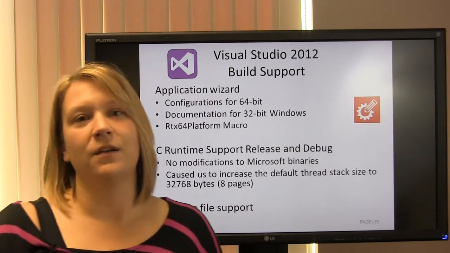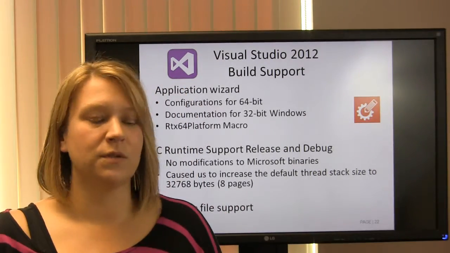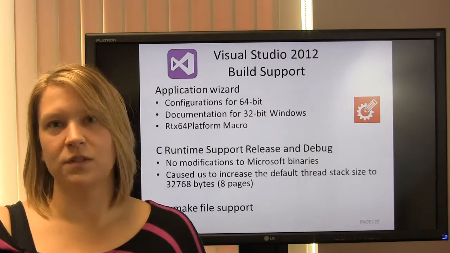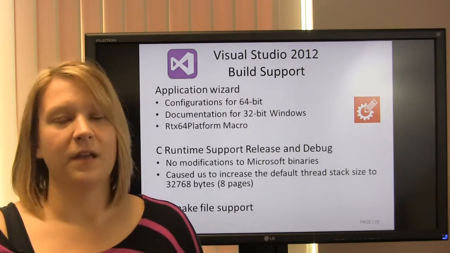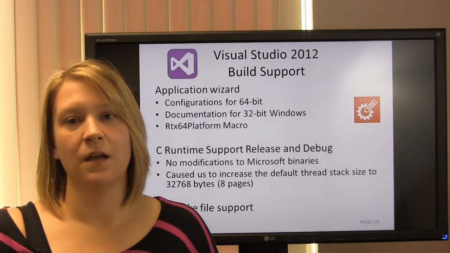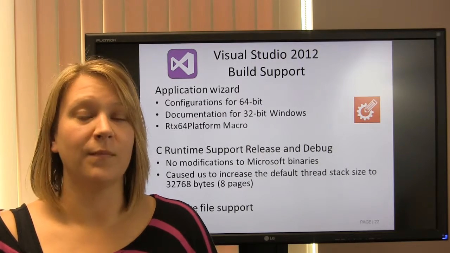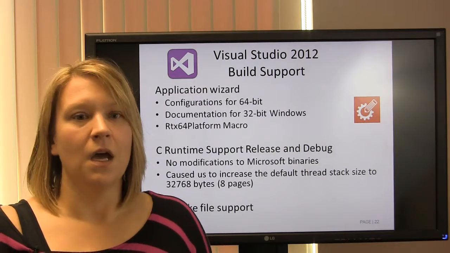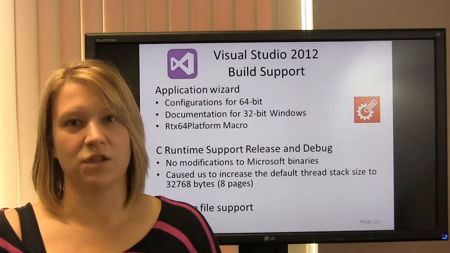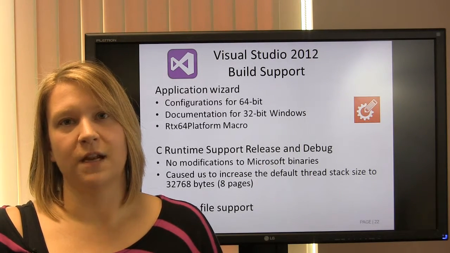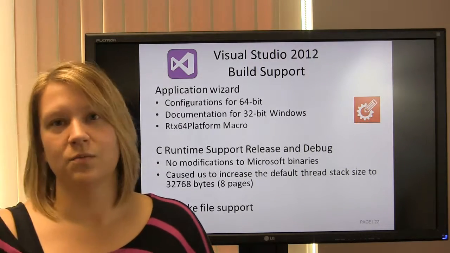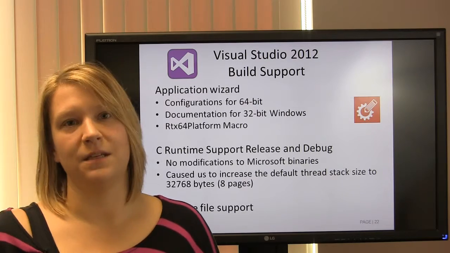Another key feature we've added with this Service Pack 1 has been Visual Studio 2012 build support. That support includes an application wizard for Visual Studio 2012. The application wizard allows you to pick key functionality through templates we provide, so events or timer threads. It also creates the configurations you would need to build your application. So there's 4 configurations that are provided. They're all 64-bit configurations. So we've got RTSS release and debug and a Windows release and debug.